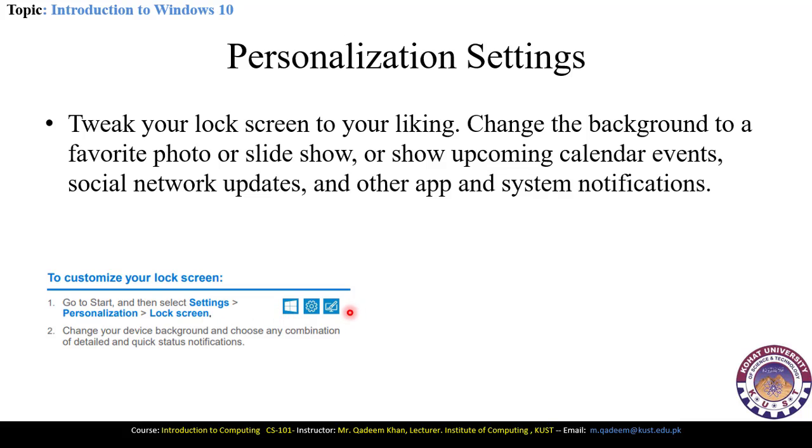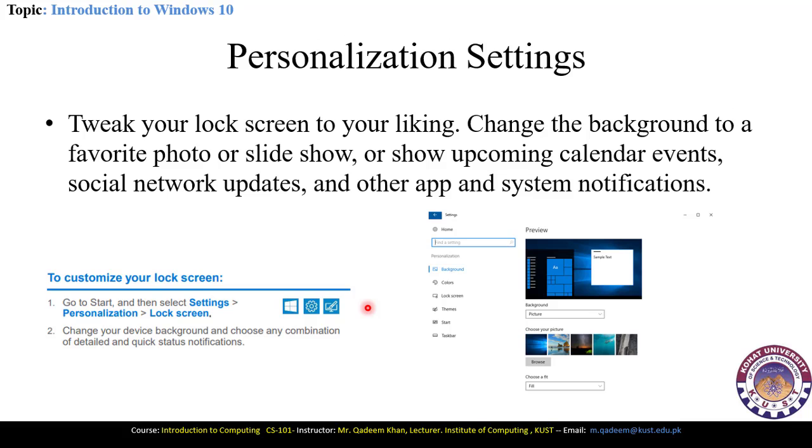Here you will see the lock screen. Change your device to the foreground and choose any combination of detail and quick status notification. This is the visual representation of all these operations. So here you can in fact use any sort of views. For example, if you want to change the wallpaper, just click here. The wallpaper will be changed here in the preview. And similarly, if you want to choose a fit here, for example, fill means filling the entire screen. So then that particular wallpaper will be filled on the entire screen.